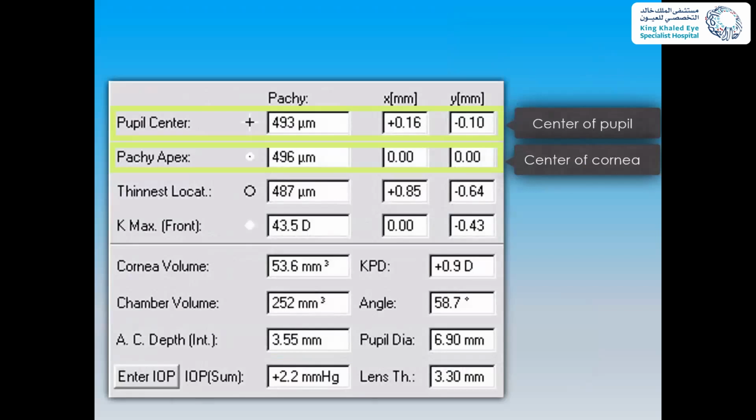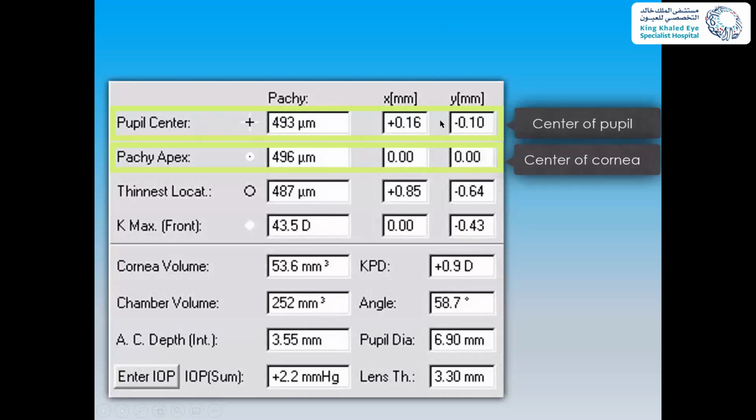After the keratometry readings, the next box is about the pachymetry. These signs show this is the center of the pupil, this is the center or apex of the cornea, and this is the thinnest location. This diamond shape means maximum keratometry. Now we come to the same points: plus is always to the right in X, and Y plus always means it has moved superiorly, while minus means it has moved inferiorly. So pachymetry at the pupil center is 493 micron.